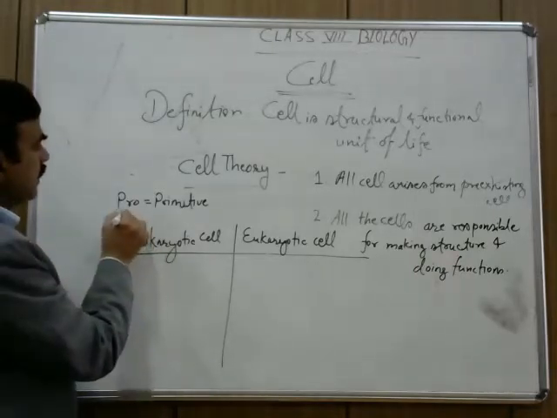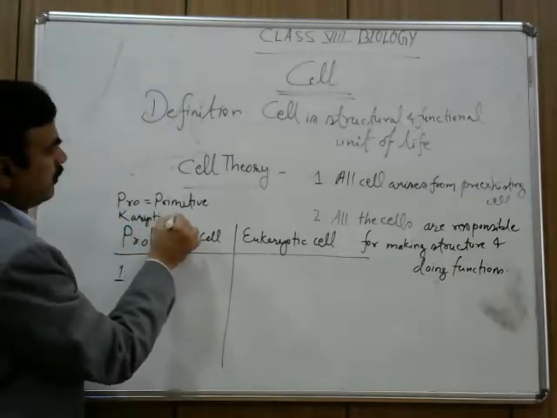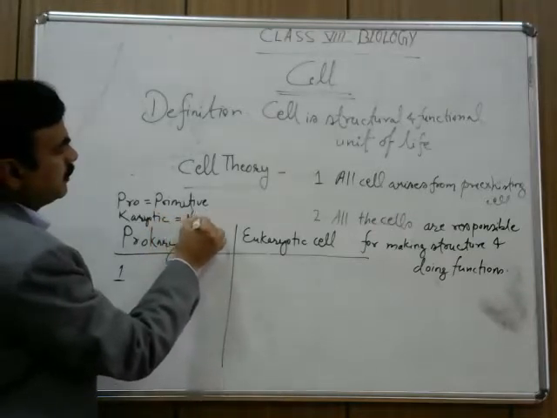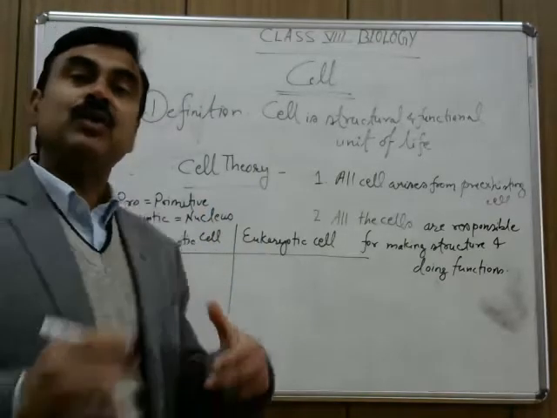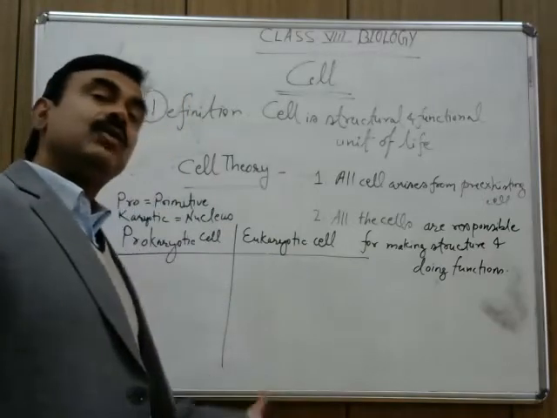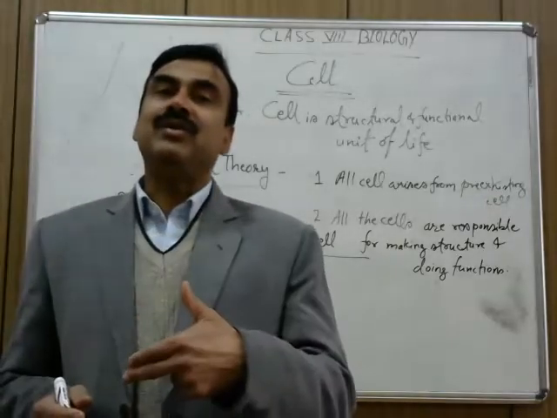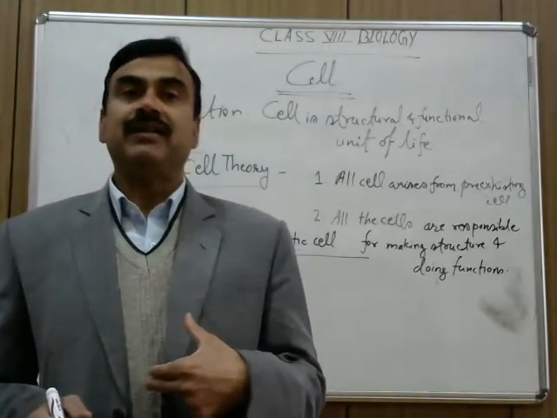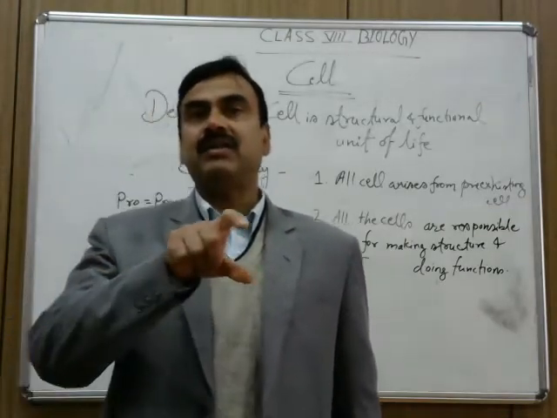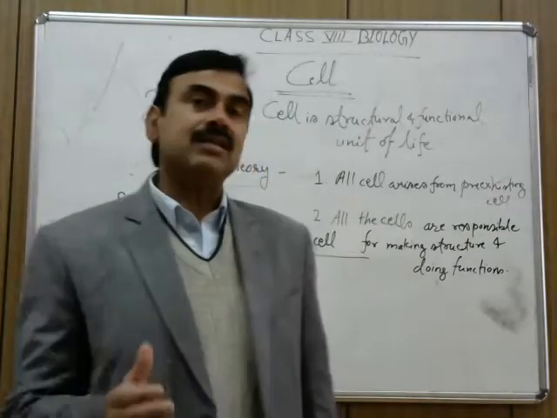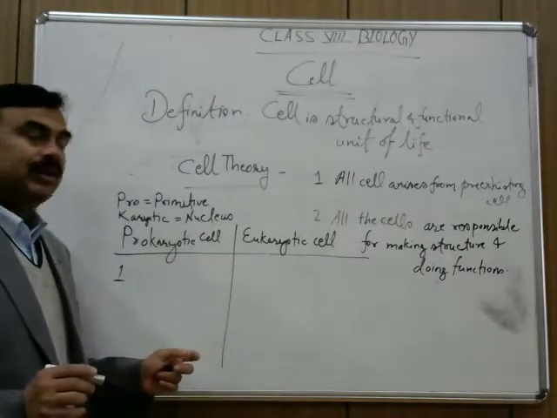And karyon means nucleus. So which part is undeveloped? The nucleus. You will notice that the nucleus is not surrounded by a membrane. That is why their nucleus is primitive. It is called a nucleoid. When the nucleus is not surrounded by a well-covered membrane, that is called a prokaryotic nucleus. And when the nucleus is developed, the cell is called eukaryotic.